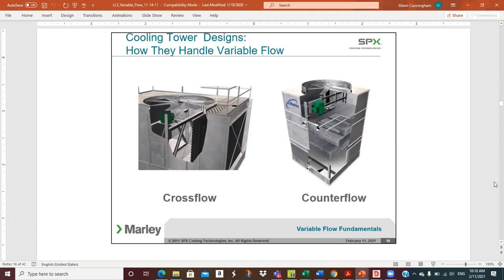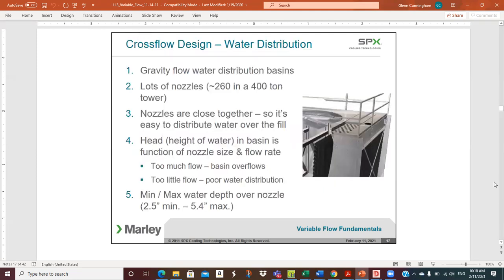And so we've got the crossflow and we've got the counterflow. In the counterflow, the air comes in that chamber beneath the tower and then rises vertically through it, counter to the water. In the crossflow, the air just comes across while the water's falling down. Okay, so we'll do crossflow first, water distribution.